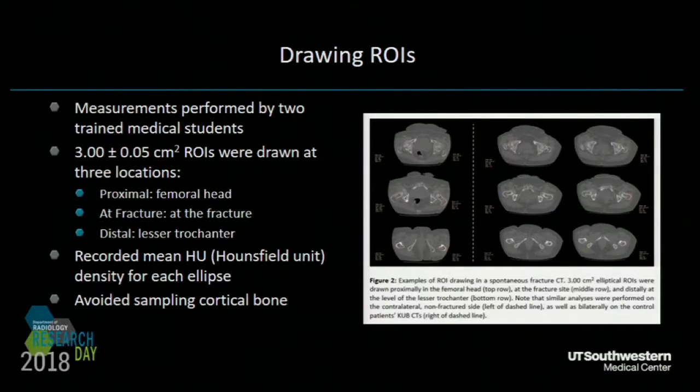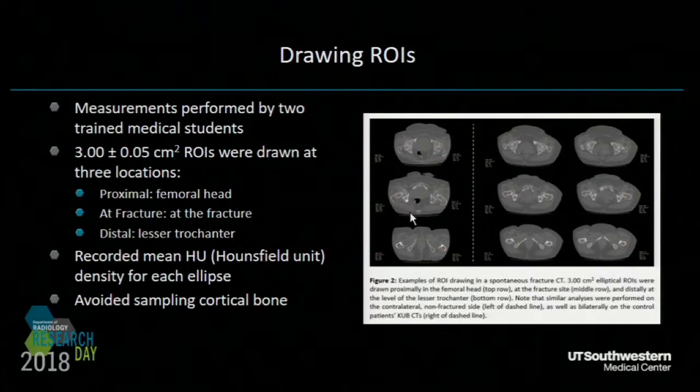Okay, so now we had our cases and we had our controls. What's the next step? What kind of imaging work do we need to do? This is where myself, as well as Anthony Kai, another medical student, came in. We drew these ROIs. These are a little bit small to see here, but there are these little red circles in the trabecular bone that we drew.